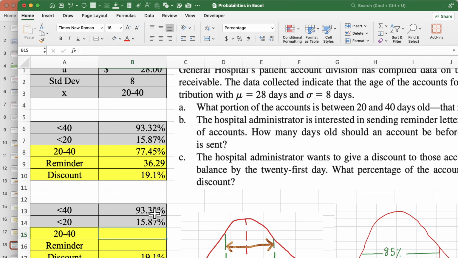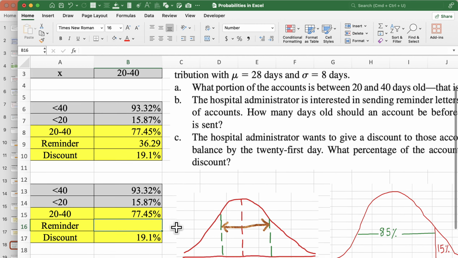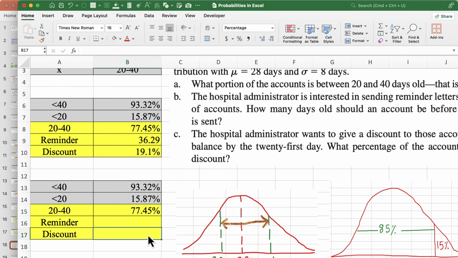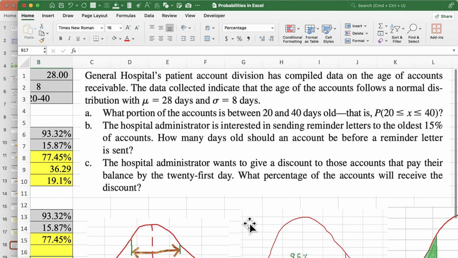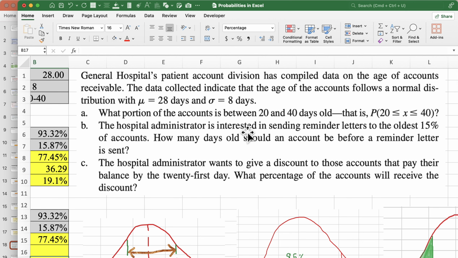Now in the next step, I will subtract this one from this one, and that will give me the probability of 20 to 40. So 93.32% minus 15.87%, and that gives us 77.45, which means the probability of this area between 20 and 40 is 77.45%. The next question is, the hospital administrator is interested in sending reminder letters to the oldest 15% of accounts.